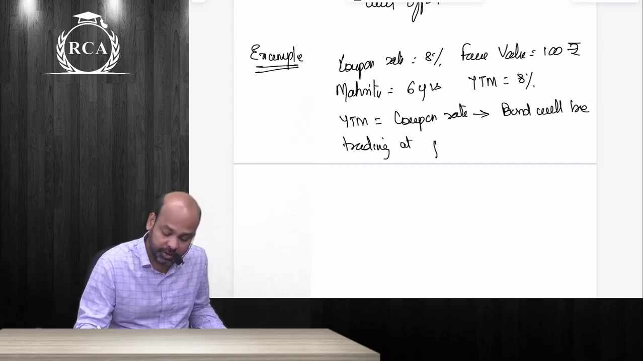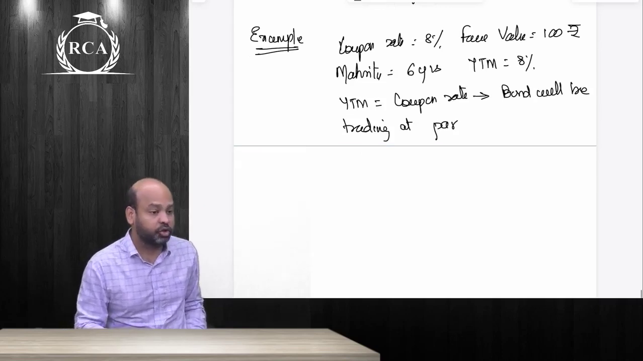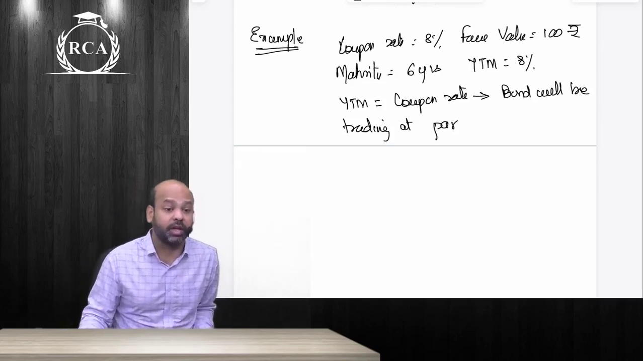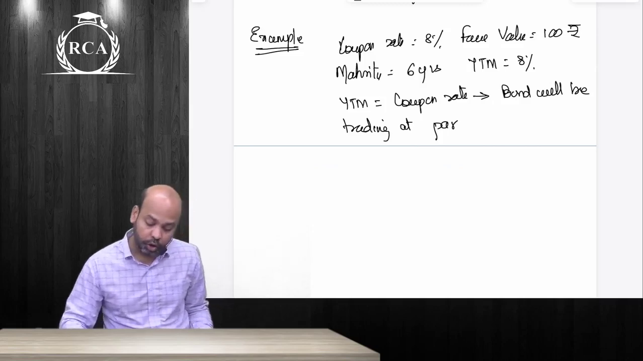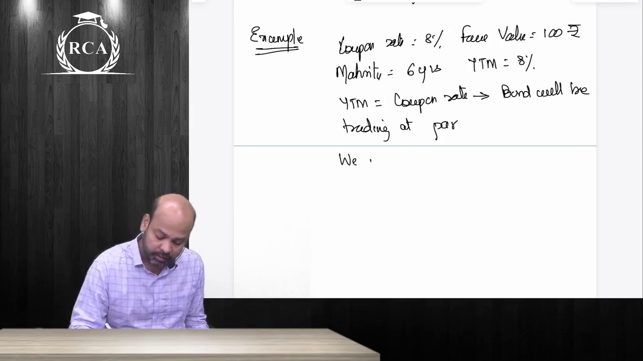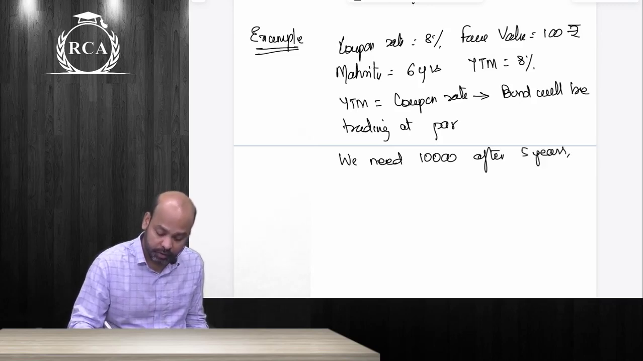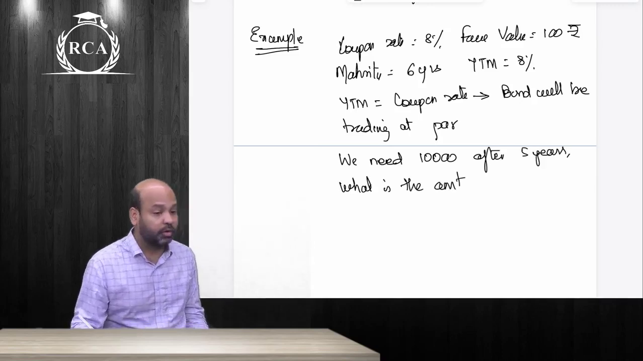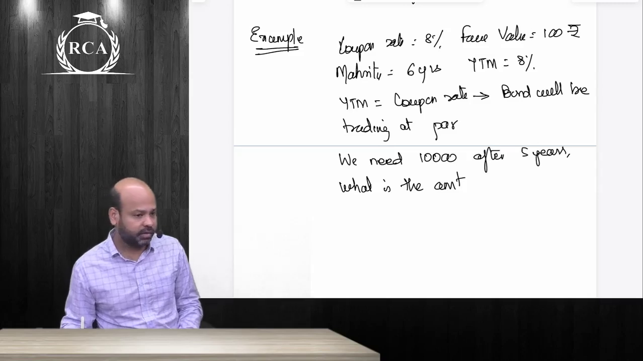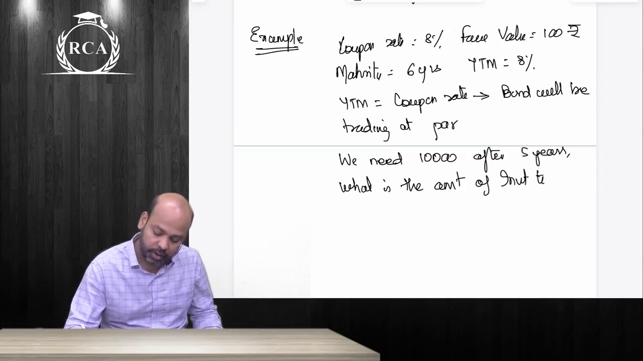This bond's duration is 5 years, beta, that is why I took this example, but we will calculate that later. First, we will just show that your price risk and reinvestment risk will offset. So your bond will be trading at par value. Let us say, beta, we need 10,000 rupees after 5 years. What is the amount of investment to be made today? Can you all discount 10,000 rupees at 8% for 5 years?